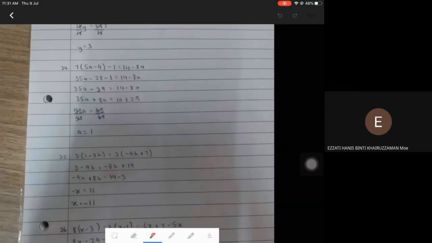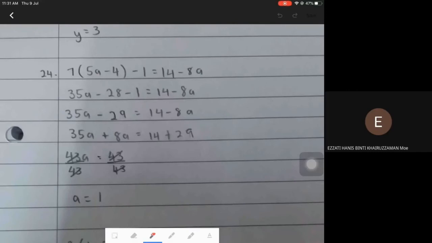Right, number 24, Hani's. So you have a bracket, open the bracket, right? 7 times 5 is 35. 7 times negative 4 is minus 28. Yes, correct. And then she groups the like terms. Okay, no, she hasn't. She simplifies this first. Okay, not grouped yet. This one, she groups the like terms.